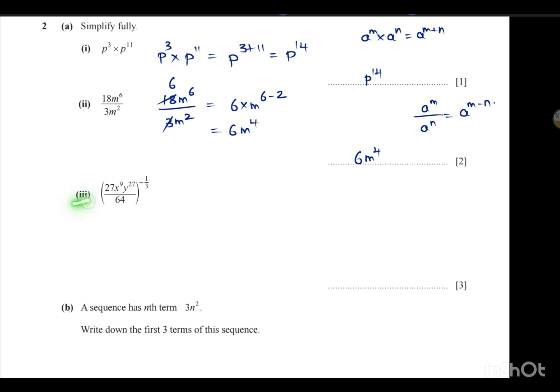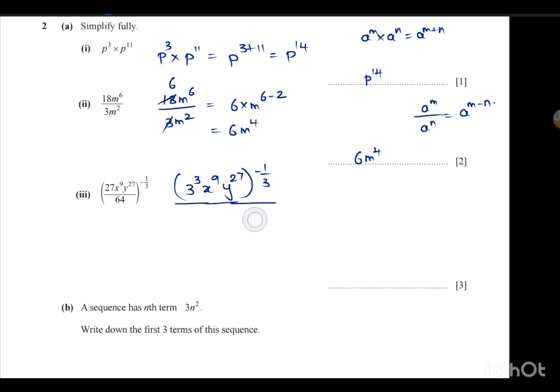Question number 3. 27 x raised to 9 y raised to 27 by 64 whole raised to minus 1 by 3. Now here, because there is whole raised to, we can take 27 as 3 raised to 3, then x raised to 9, y raised to 27, whole raised to minus 1 by 3. Let me separate the numerator and denominator. And 64 can be written as 4 raised to 3 whole raised to minus 1 by 3.